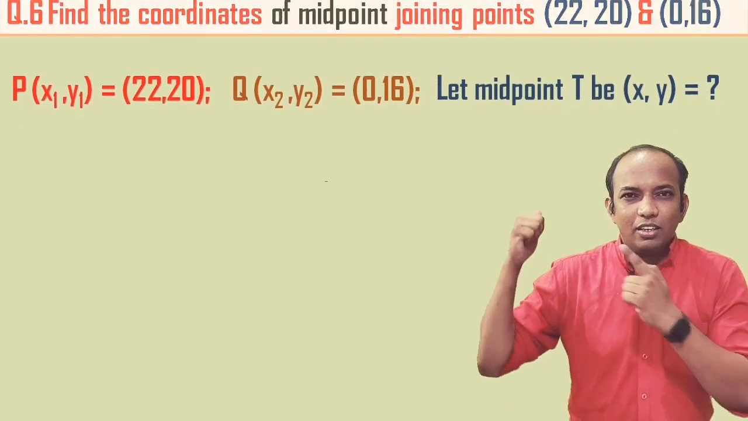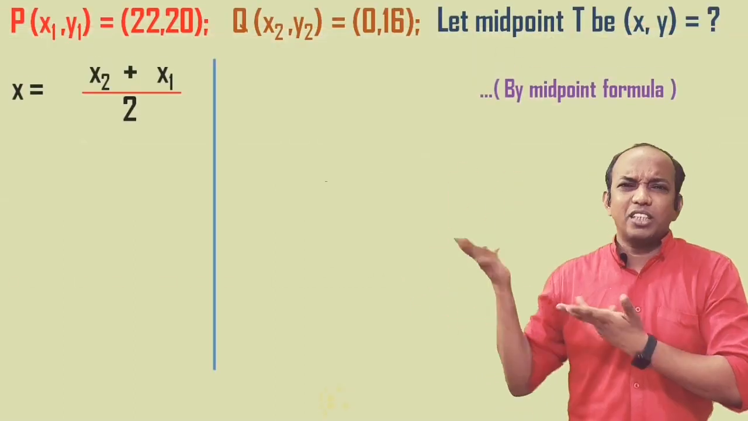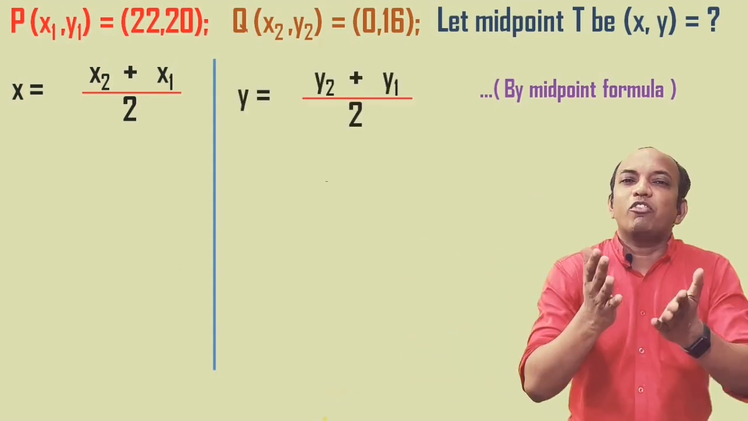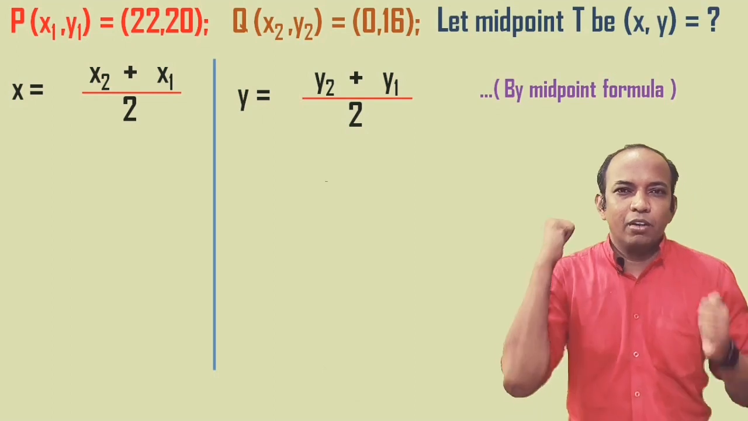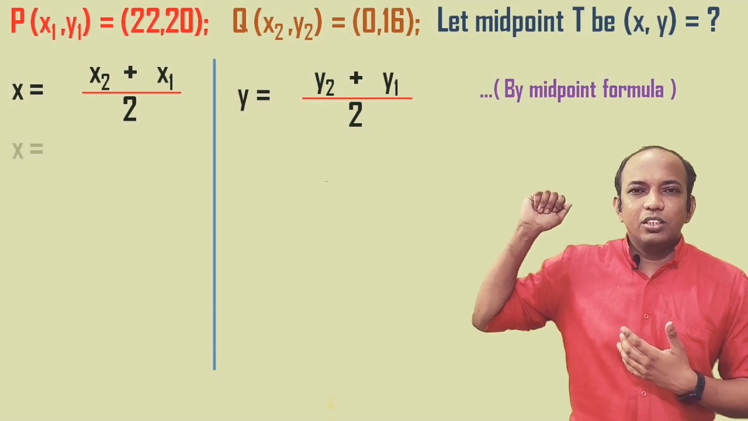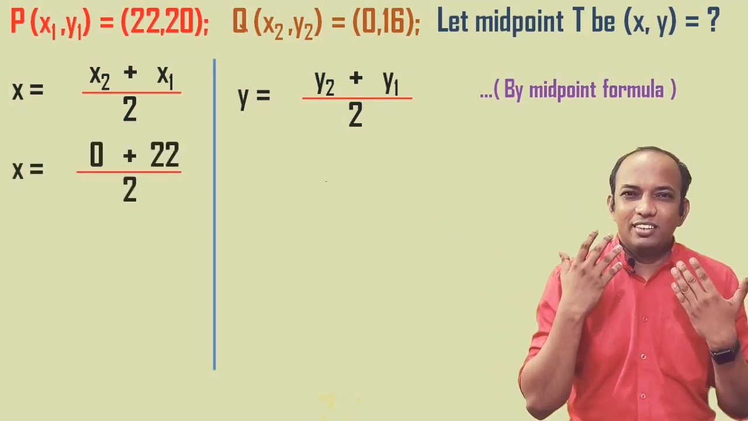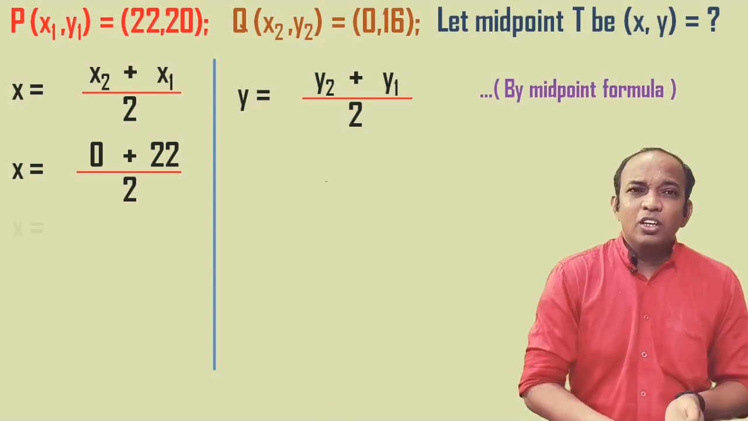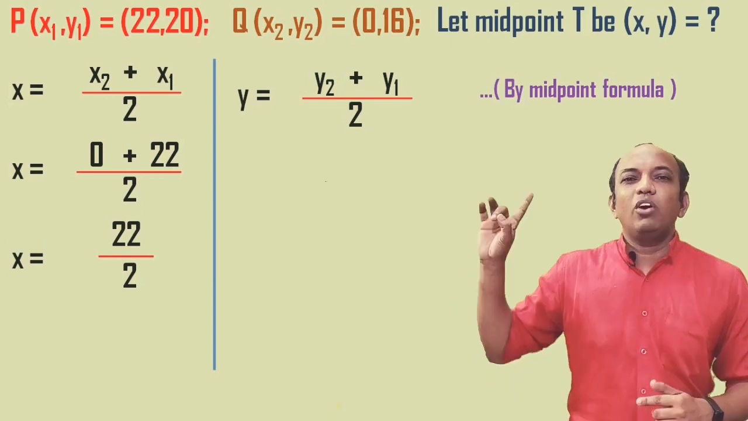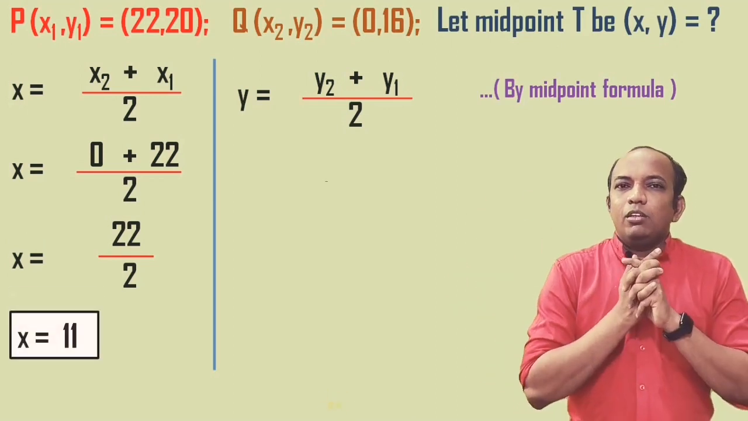What does the formula say? x equals x1 plus x2 upon 2, or x2 plus x1 upon 2, and y equals y2 plus y1 upon 2. Do not forget to mention 'by midpoint formula'. The moment you substitute the values, we get x equals 0 plus 22 upon 2, and you know that 0 plus 22 results in 22. As a result, x equals 22 upon 2, resulting in x equal to 11. So we have got the first coordinate of point T.